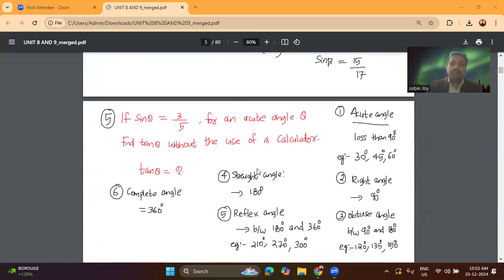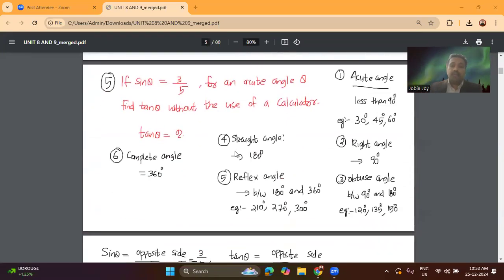Question number 5. If sine theta is equal to 3 by 5 for an acute angle theta, find the value of tan theta. You have to calculate tan theta. Sine theta is given. Sine theta is equal to 3 by 5 for an acute angle theta.